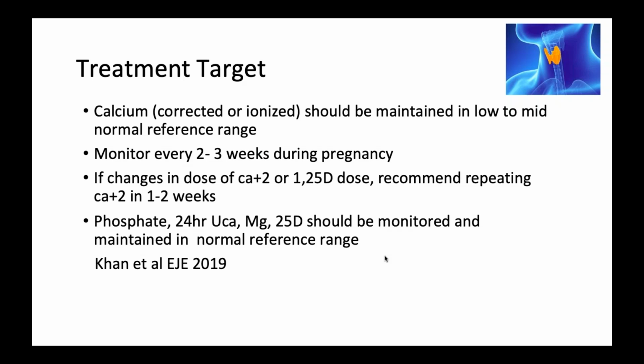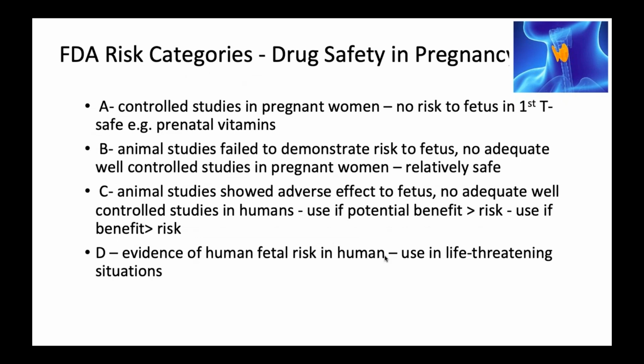Monitor your lab profile every 2 to 3 weeks. And if we make changes in calcium or calcitriol, we should repeat that serum calcium in 1 to 2 weeks. And we should be monitoring phosphate and urine calcium, magnesium, and vitamin D, and ensure that we maintain that in the normal reference range. Remember that the FDA has risk categories for drug safety in pregnancy.